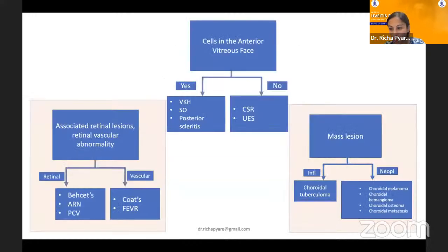And the final group of exudative RD is defined by an absence of associated mass lesion and an absence of retinal, choroidal, or vascular abnormalities. This group can be further divided by the presence and absence of AC cells. So if there are AC cells present, there are 3 possible uveitic differentials: VKH or Vogt-Koyanagi-Harada disease, sympathetic ophthalmia, or posterior scleritis. And in the absence of AC cells, CSR and UES are possible differentials.